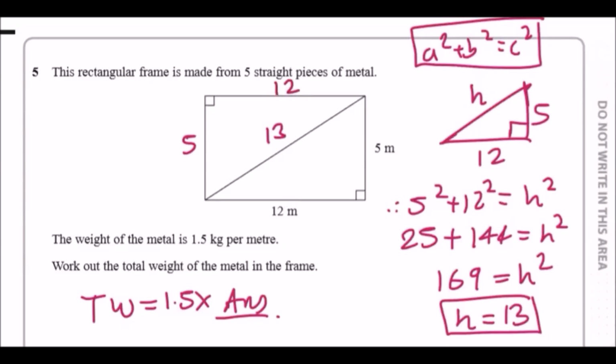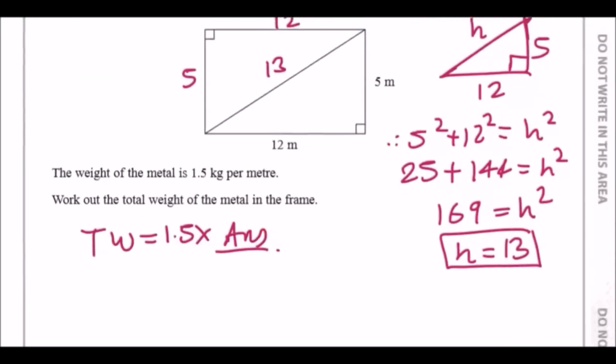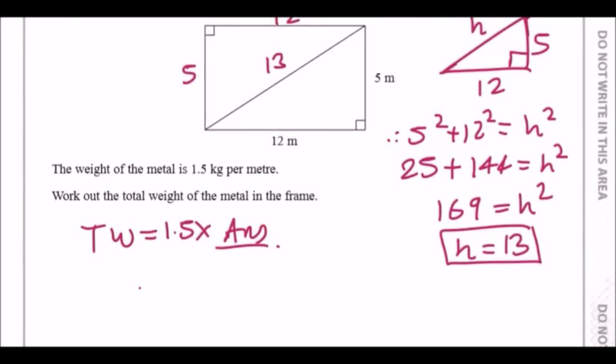And alas, now we just add everything up. So 5 plus 5 is 10. 12 and 12 is 24. Plus 13. Should be quick at maths. So 10, 24, and 13. This gives 37, 47. So the total weight would be 1.5 times 47.